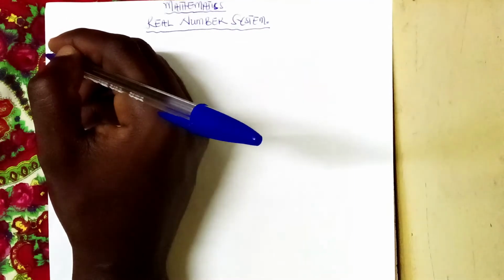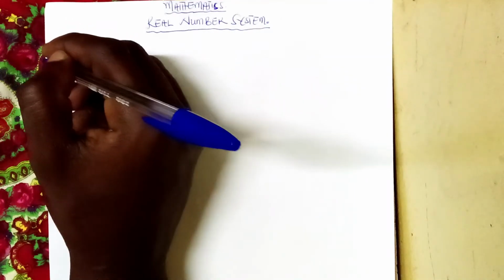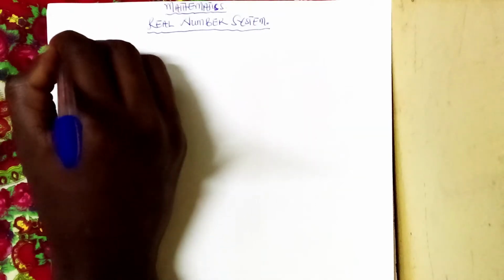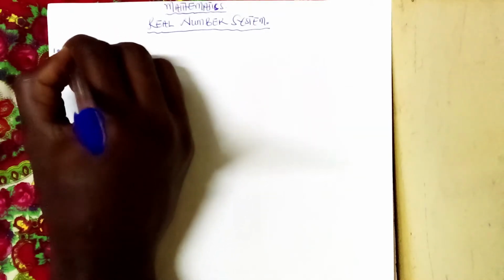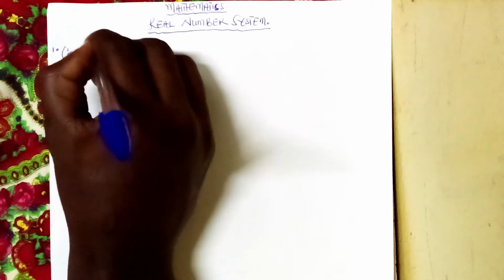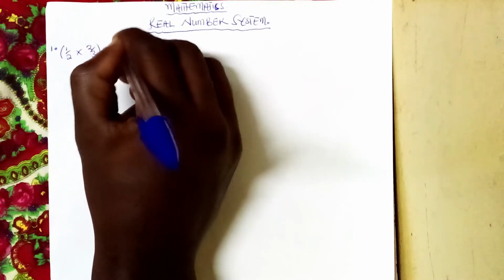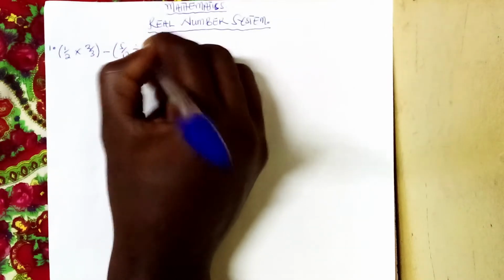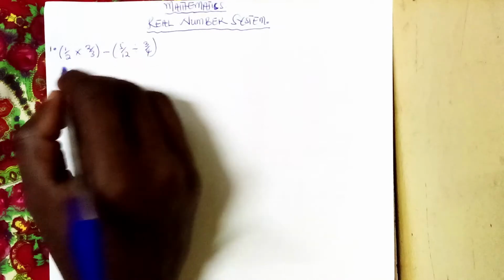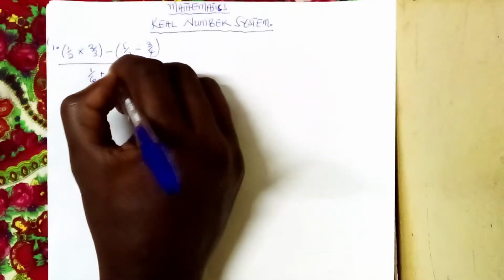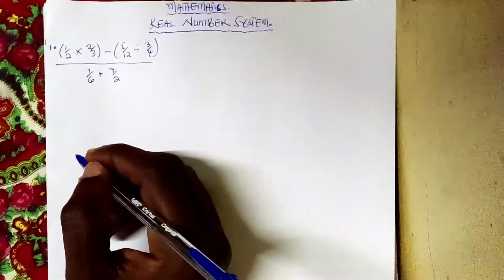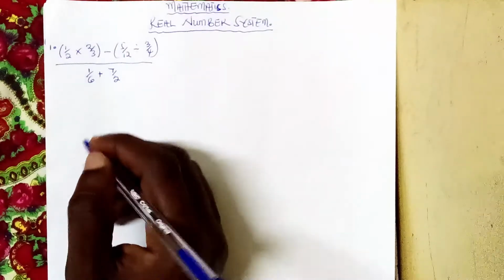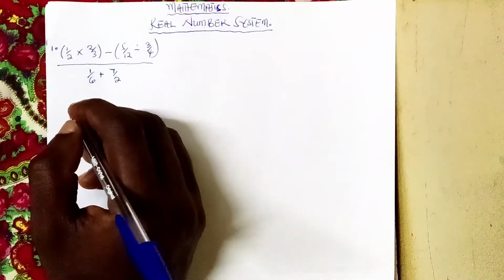Let's solve the questions from our previous editions, of which we have question 1 to be 2/3 minus 5/12 divided by 3/4, all divided by 1/6 plus 7/2. Let's solve the ones in the bracket first.